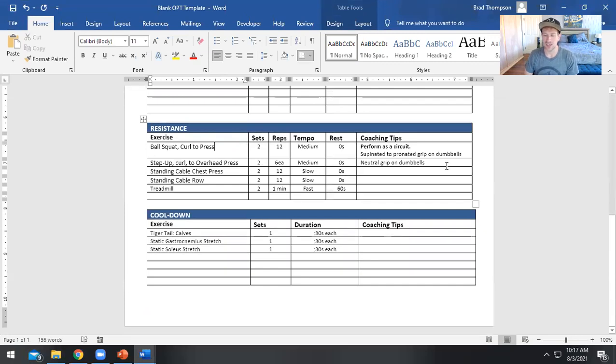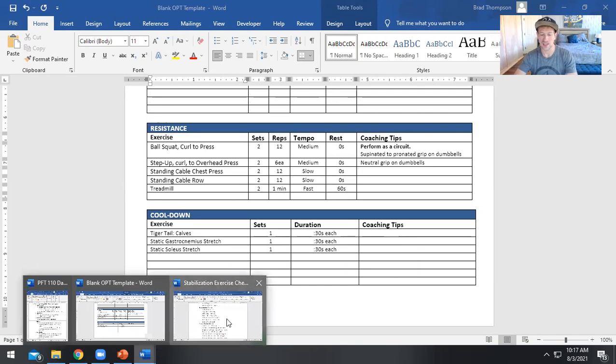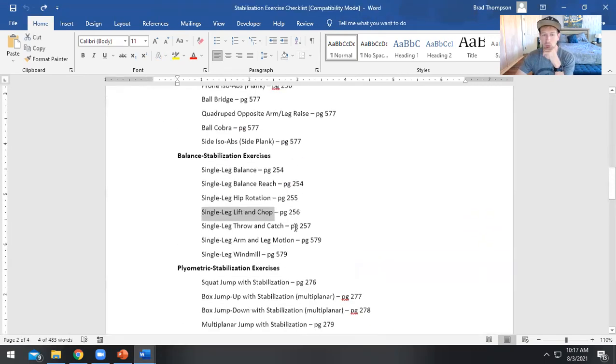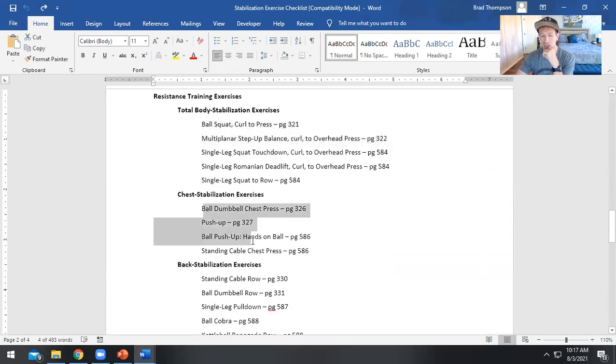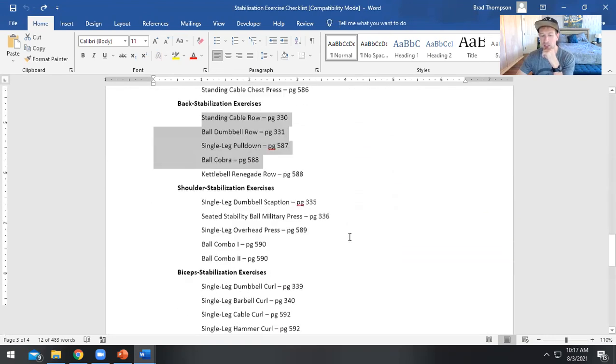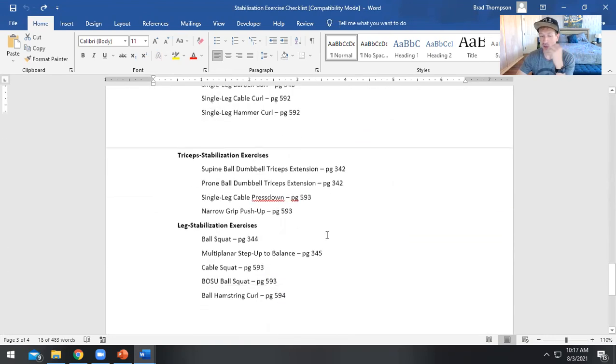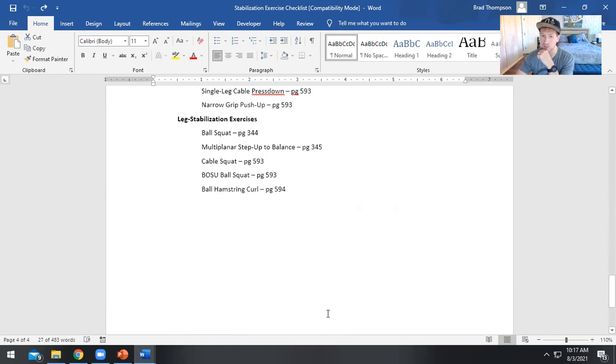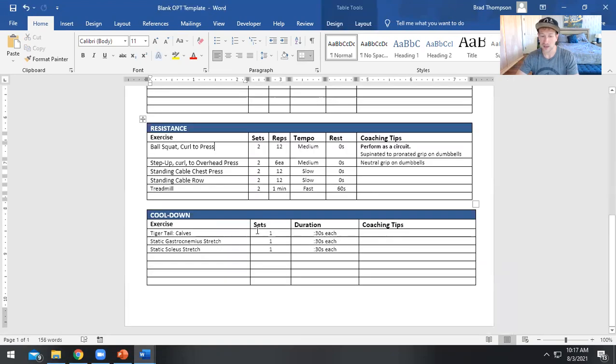Let's take a look. Let's see here. Let's go with perform as a circuit here. We're going to pick some stabilization exercises. So we did total body, chest, and back last time. Let's get a little bit of shoulder and a little bit of leg stuff this time. Let's maybe go with a cable squat. That'll be a good one. So use that cable machine again, but this time it kind of helps them balance. So we go with a cable squat.